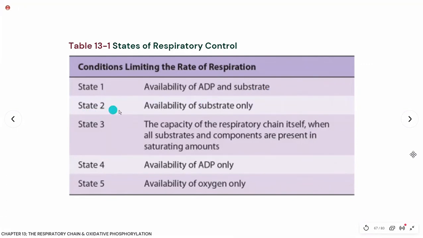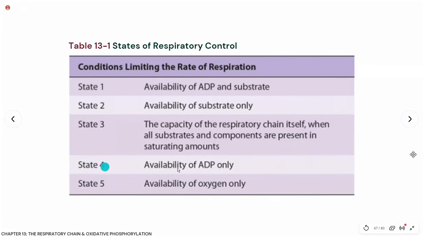State two, this is a control. So if you control the availability of ADP and substrate together, that is state one. But if you only control the substrate, you have state two. State three is the capacity of the respiratory chain itself. So if there's nothing wrong with the chain, ATP formation will go on. But if there is something wrong, or if you add something to stop the transfer of electrons, then you can control it here. That is state three.